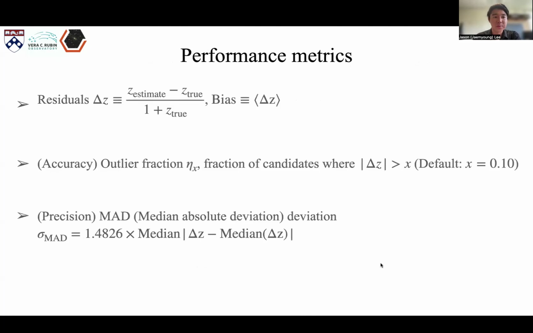Here are the performance metrics we use to evaluate our redshifts. So first, the residuals are defined in this way. And here is the bias metric. Then we have an accuracy metric, the outlier fraction eta_x, where x is typically taken to be 0.10. We also have a precision metric, or the sigma MAD. And when sigma MAD is farther away from 0, it means that the estimate is less precise.